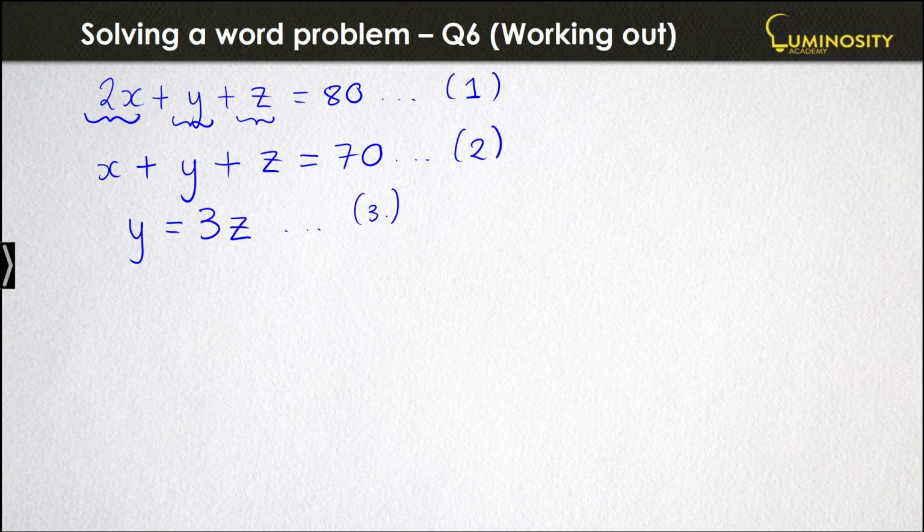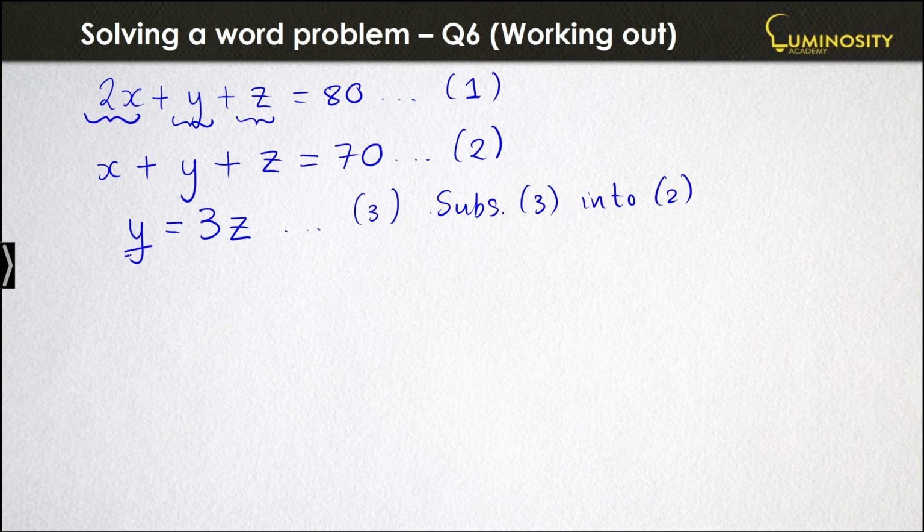All right. We can work from equation 3 upwards to eventually solve for all 3 variables. So let's do this. First I'm going to substitute equation 3 into equation 2. So let's see what happens.